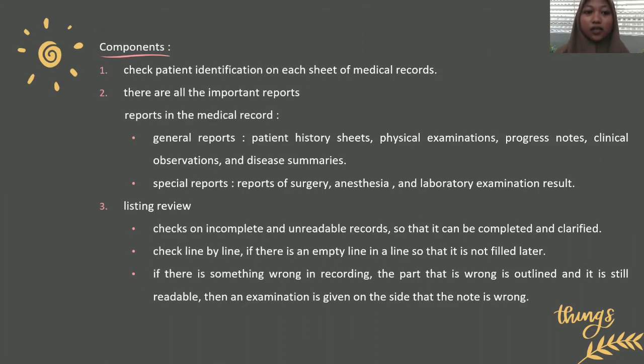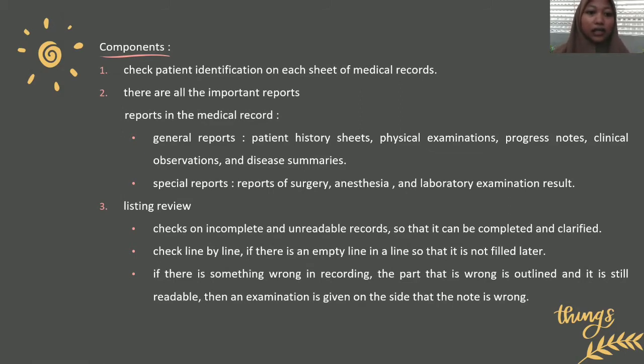The next point is components of quantitative analysis. First is check patient identification on each sheet of medical records. Each sheet of medical records must have patients identified. If there is an anonymous medical record sheet, it must be reviewed to determine the owner.